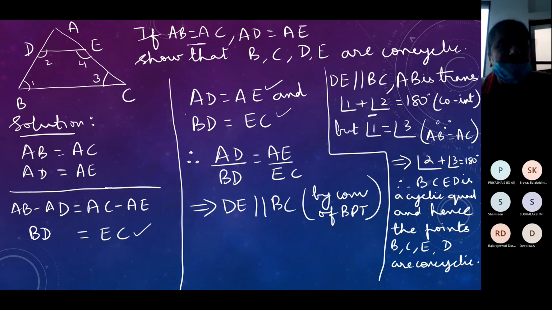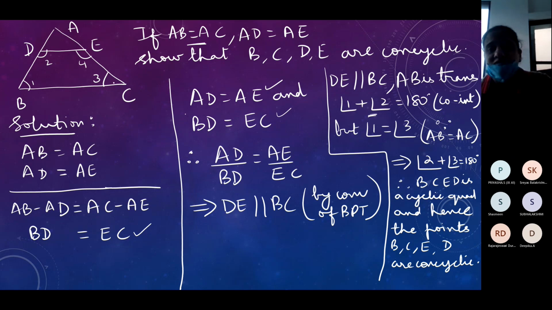But since AB is equal to AC, it's an isosceles triangle. So the base angles are equal. Angle 1 is equal to angle 3 because it's isosceles. So 1 plus 2 is 180 because co-interior angles are supplementary. But 1 and 3 are equal, by the isosceles triangle property. So what should you substitute? You have 1 plus 2 is 180. You must get 2 plus 3 is 180.